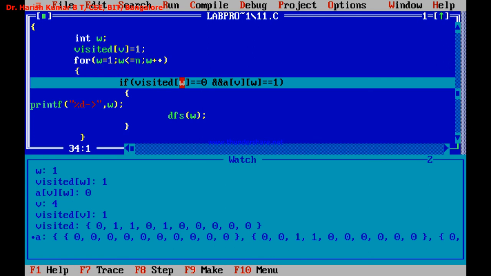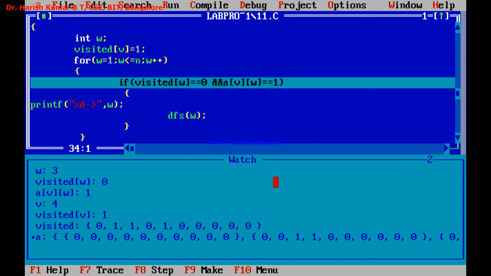Now we skip. I press F7. See, I have pressed F7. Now that means the control has not come here. Now we are in the second iteration of the for loop. How do you know that? See, w value is 2. Now I am checking whether the second node is also visited. Yes, 1 was visited and 2 is also visited. The condition is false. Again it will not go into this. It skips. I am pressing F7.